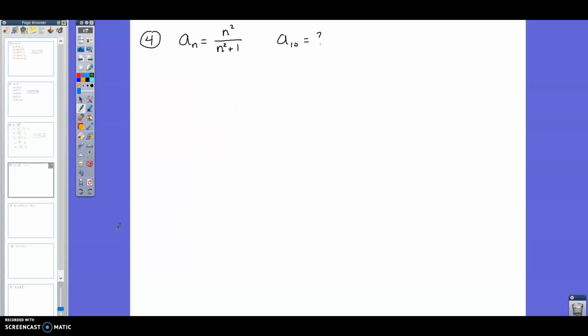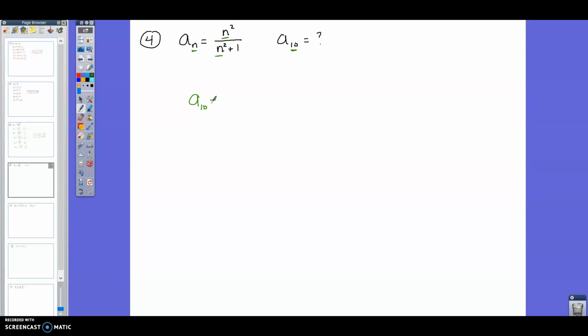Okay, so for number 4, they're just asking us to find the 10th term. So all we have to do is plug in a 10 anywhere that there's an n. And the reason we know it's the 10th term is because the subscript here is a 10. So anywhere that we have an n, we're going to replace it with a 10.